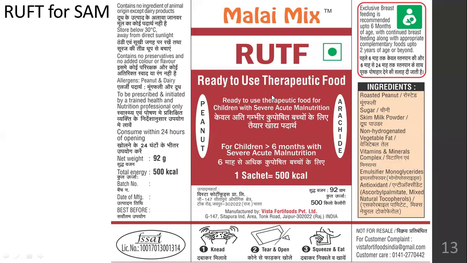Okay, so here you can see one sachet of rough diet can give 500 kilocalories. This is given only for children who are above 6 months of age and who have been diagnosed with severe acute malnutrition. For them, the rough diet is given. The ingredients used in rough diet are given here: roasted peanuts, sugar, milk powder, vegetable oil, and a vitamins and minerals complex. Certain antioxidants are also available and some preservatives are there.